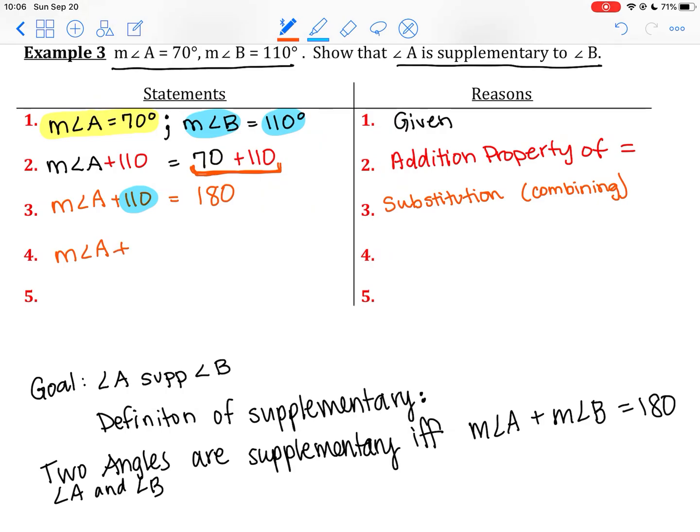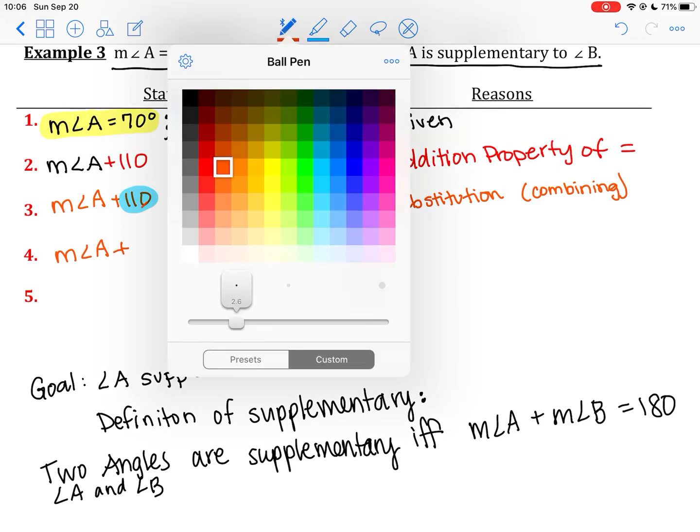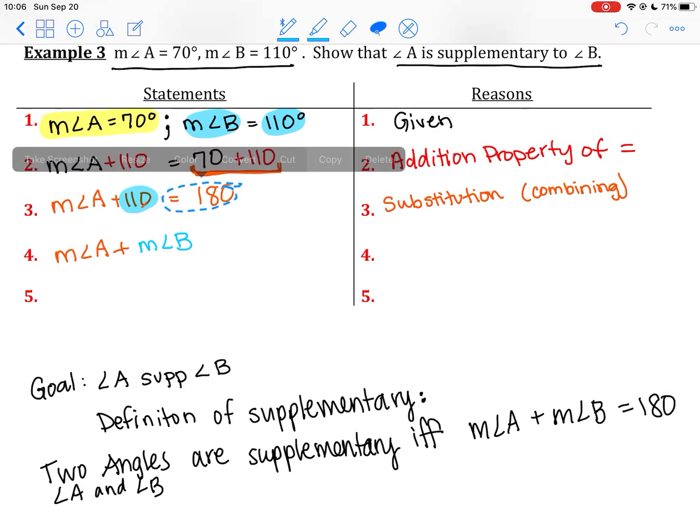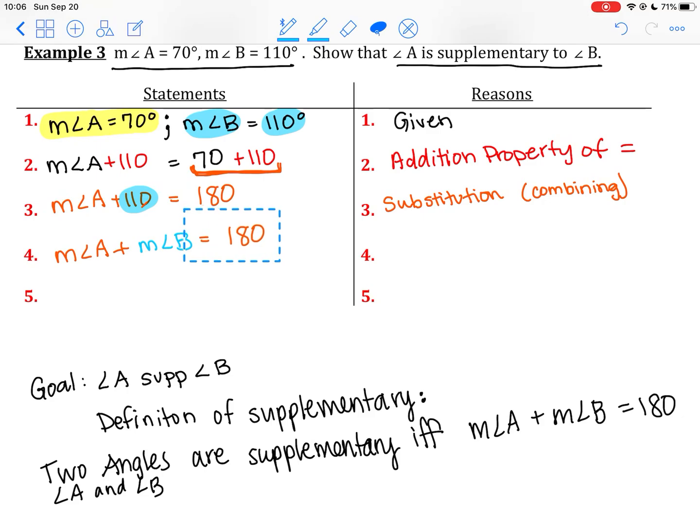And I'm replacing 110 with the measure of angle B because in step 1 we said that those were the same. So all I've done is I've kept everything else, but I have replaced 110 with the measure of angle B. So that's another version of substitution. Here it's substitution, but I'm using it from statement 1. Because it was listed in statement 1, I can substitute it in here.